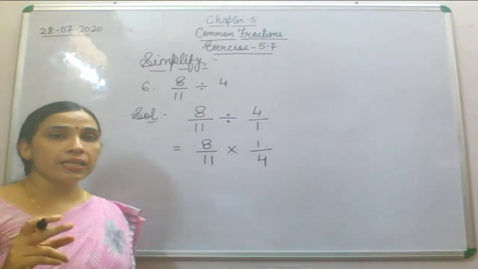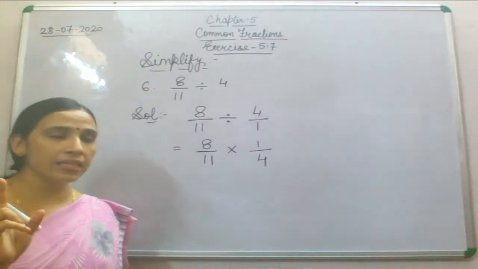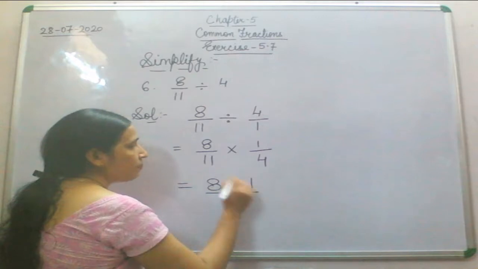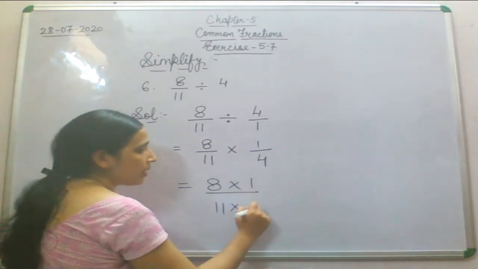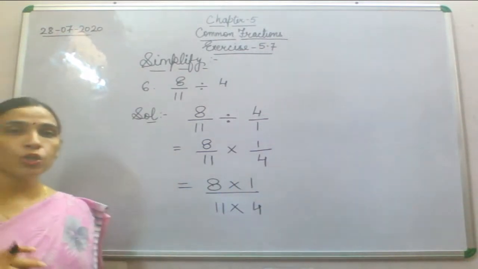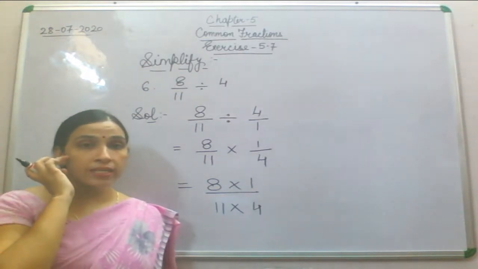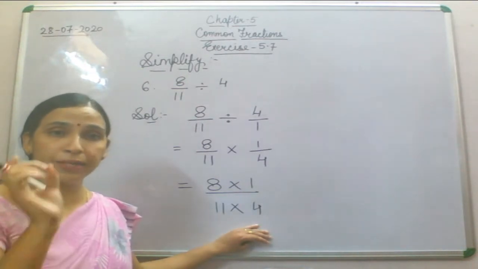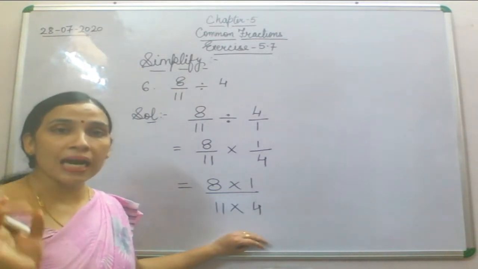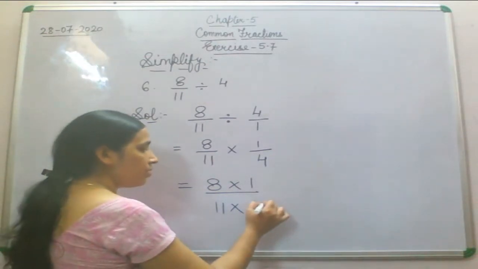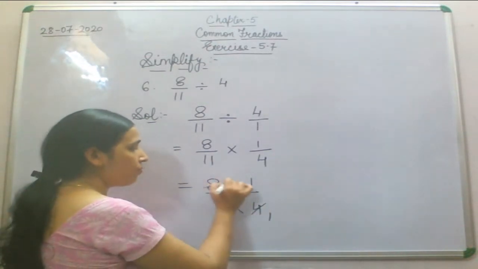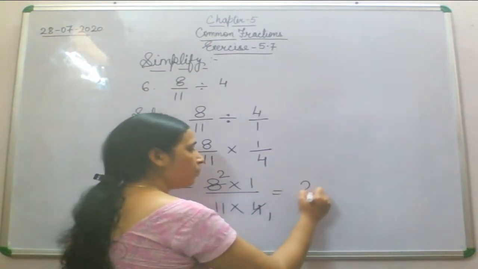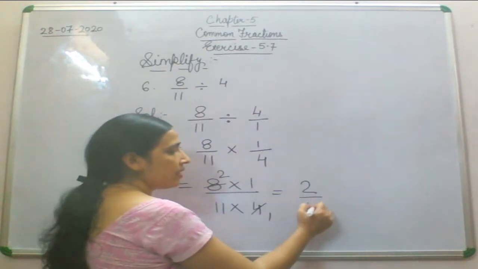Now what is the next step? The numerator will be multiplied by the numerator. Here 8 will be multiplied by 1, and the denominator will be multiplied by the denominator. So this is the second step. Now what is the next step? Here if you find any factor which is common in numerator and denominator, you are going to reduce it here only. 4 ones are 4, 4 twos are 8. Now you will be left with 2 ones are 2 over 11 ones are 11.